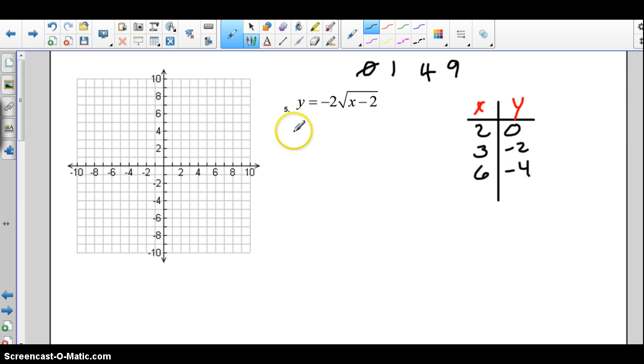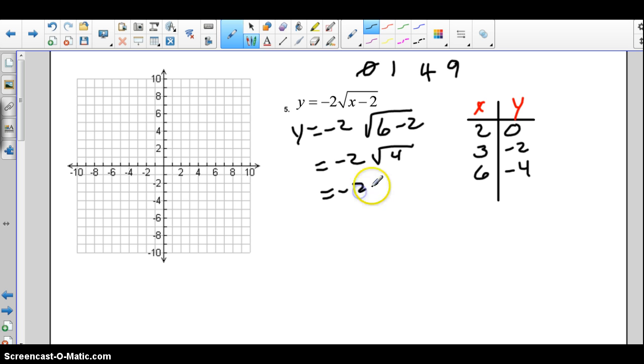I'll show you what that one looks like. y equals negative 2 square root of, we said plug in 6 minus 2, and that's going to be negative 2 times radical 4, otherwise known as negative 2 times 2, and that's where we get y equals negative 4. Last one, let's see if we can make a 9. What minus 2 equals 9? How about plugging in an 11? 11 minus 2 is 9. Square root of 9 is 3 times negative 2, negative 6.